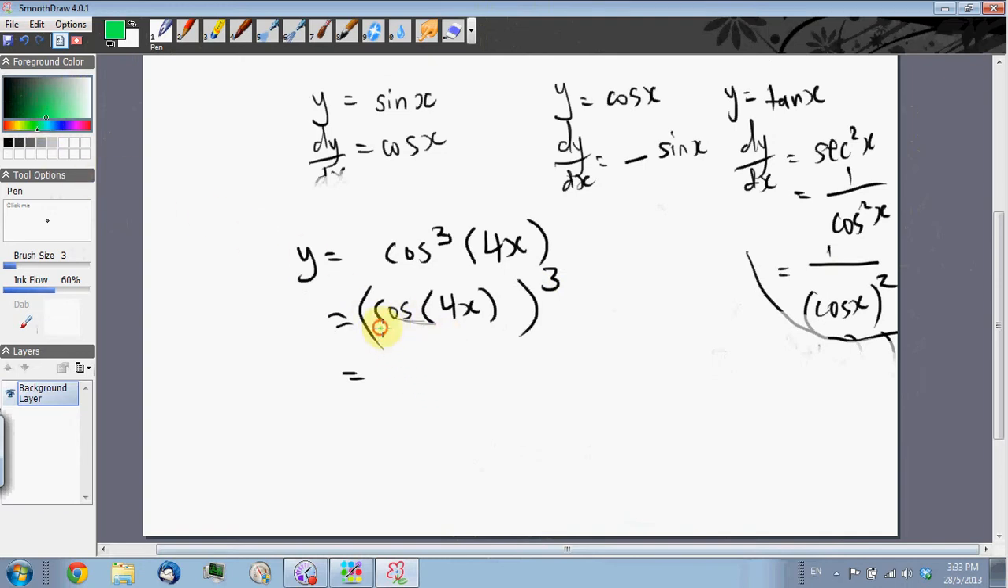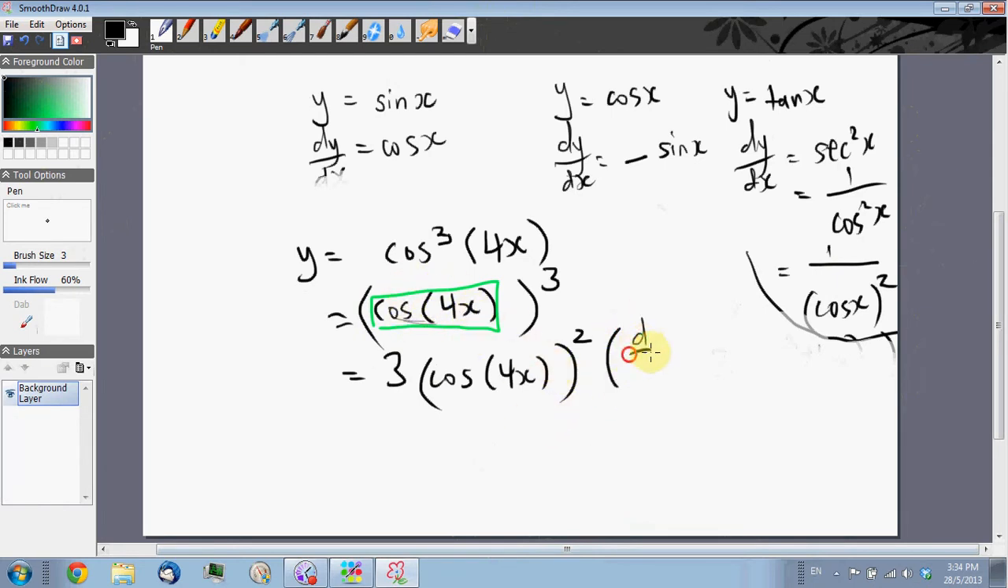I'm just going to use the green to show you what's inside. So this is this green thing powered. Take the power down, 3, leave what's inside, cosine of 4x. Now the power becomes 2, because you minus 1 to the power. So bring the power down, and then differentiate what's inside. Now this is the trick. You always must differentiate what's inside. So differentiate cosine 4x.